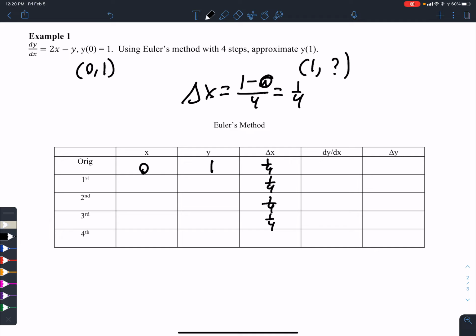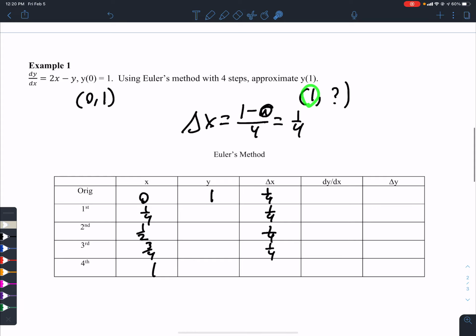Okay? So we're looking good so far. Now, let's go through the process. I can actually find all the x's because from 0, I move over 1/4. This will be 1/4. I add 1/4 again, I'm going to be at 1/2. I add a fourth again, I'm going to be at 3/4. Add a fourth again, I'm going to be at 1. So that's where we want to end up. So we want the approximate y based on this method.